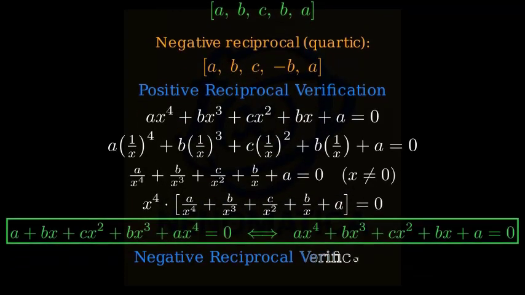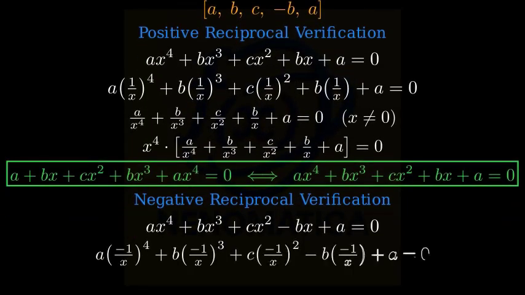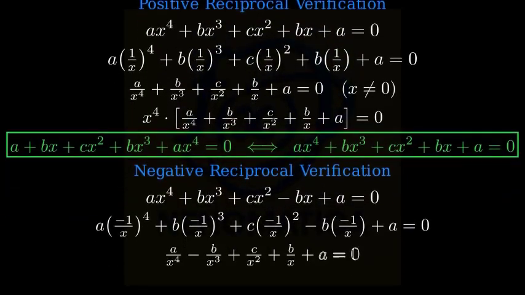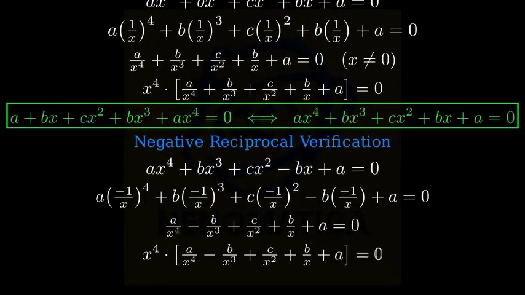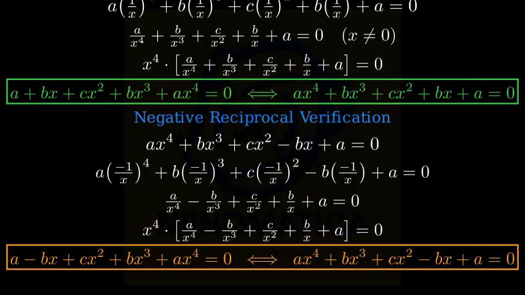Now, let's verify a negative reciprocal example. Consider ax to the fourth plus bx cubed plus cx squared minus bx plus a equals 0. Replace x by negative 1 over x, simplify, multiply by x to the fourth, and rearrange. You get exactly the original equation back. That confirms it's negative reciprocal.